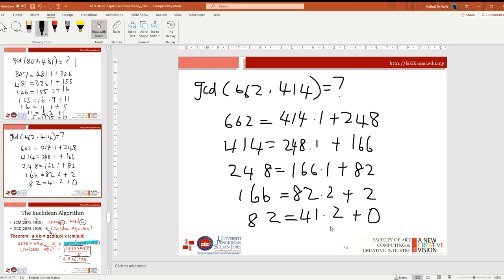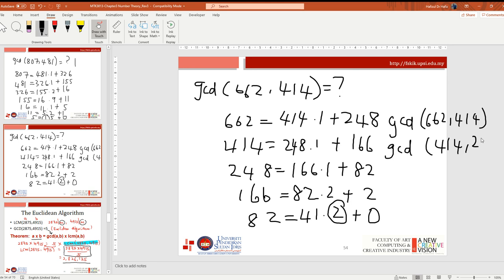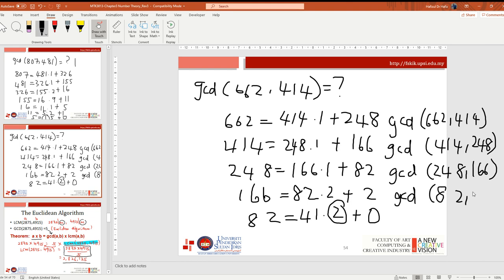Okay, then the smallest we got is 2. Okay, yeah. Okay, GCD of 414 and 248. Okay, we can find the smallest one.